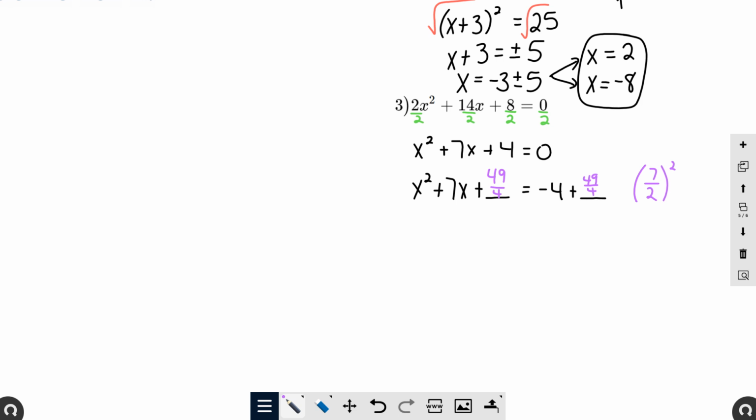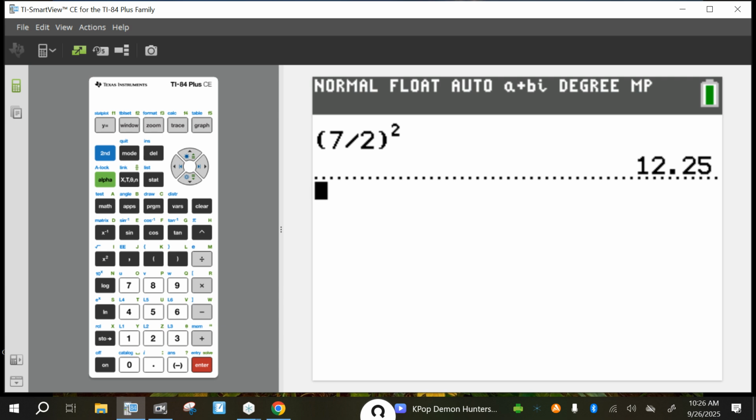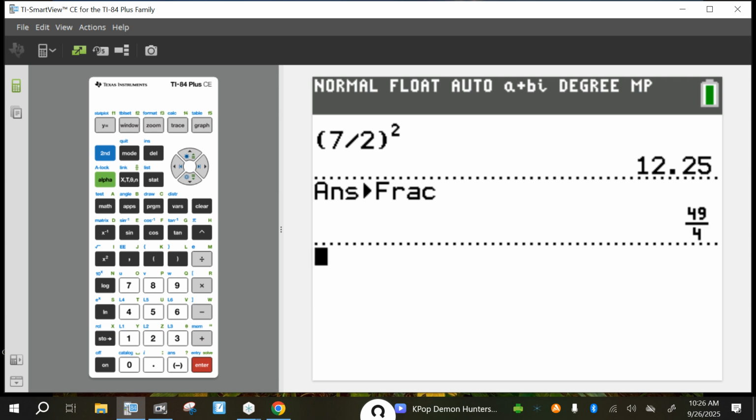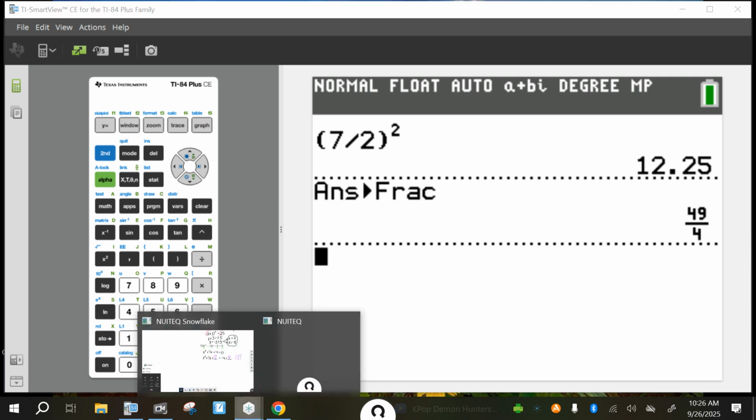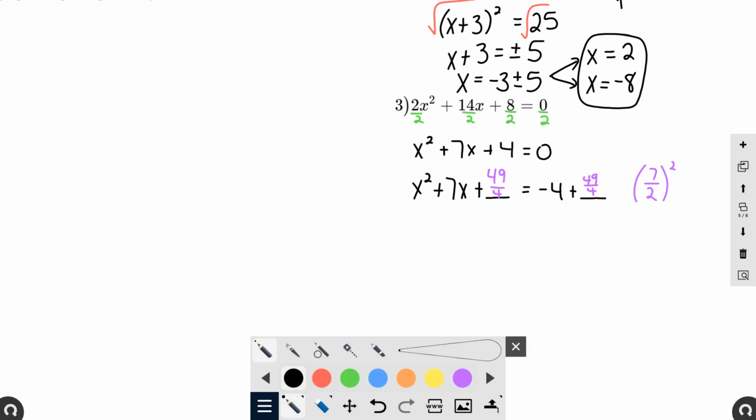Now, if you do use your calculator for this, which is perfectly fine, just make sure that you have 7 over 2 in parentheses and then a squared on the outside, okay? You will get a decimal, but always make it a fraction. Because what do you notice about these two numbers, 49 and 4? They're perfect squares, which makes things a lot easier.